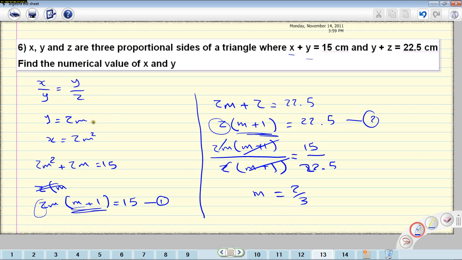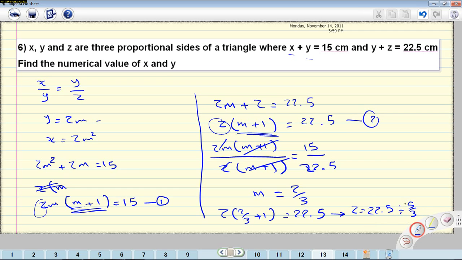Now replace it here, or we can replace it here to get Z in equation 2. So Z open bracket 2 over 3 plus 1 equals 22.5. And I get this answer and divide 22.5 divided by the sum of 1 and 2 over 3, which is 5 over 3, to get Z. So Z here equals 22.5 divided by 5 over 3.